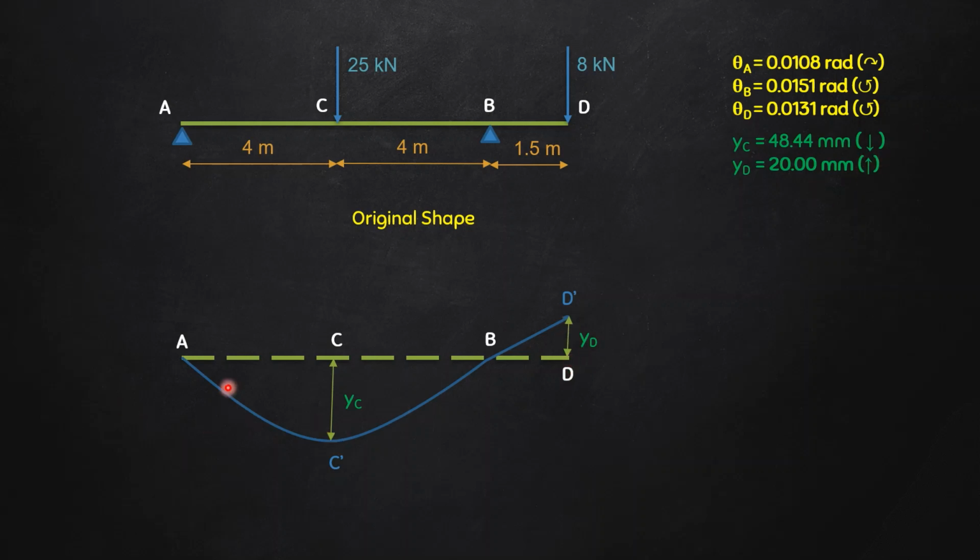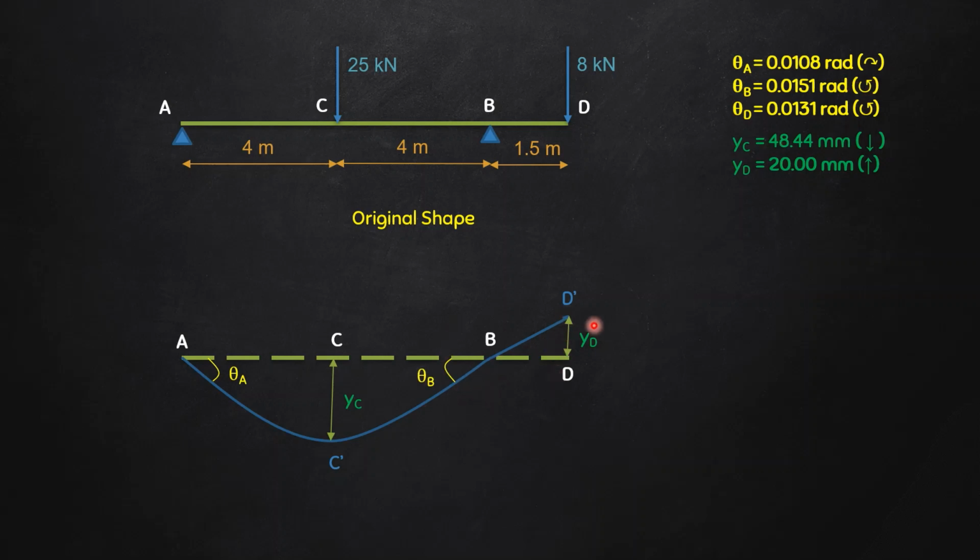Now let's check out the slope at A. So if this was the original direction of A and this is the deflected direction, then the deflection should be in the clockwise direction. Yes, and this also correlates to what we have found out, theta A is in the clockwise direction. If you look at theta B, if this was the original position and now this blue line is the deflected shape, then the slope must be anti-clockwise. Yes, and that is what is shown in this data also, that the slope at B is anti-clockwise.